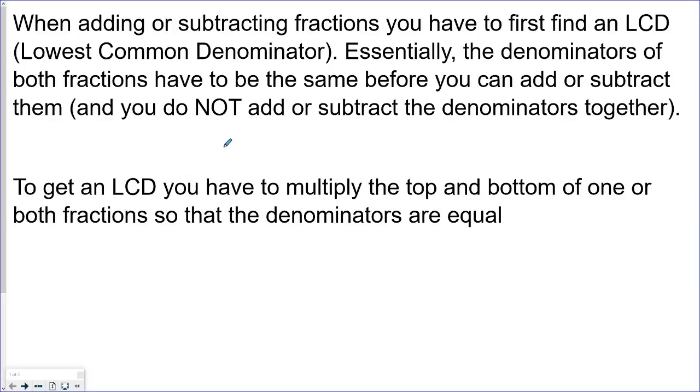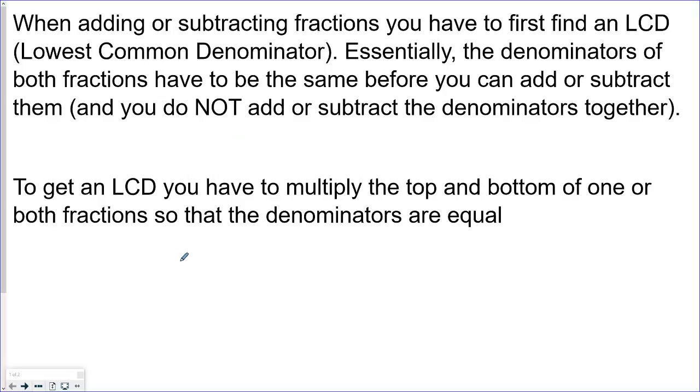Basically, when we're adding and subtracting fractions, the rule is that you have to have the denominators of the fractions equal before you can add or subtract them. So the bottom numbers in each fraction have to be the same before you can add and subtract. And then when you do add and subtract, you only operate with the top numbers.